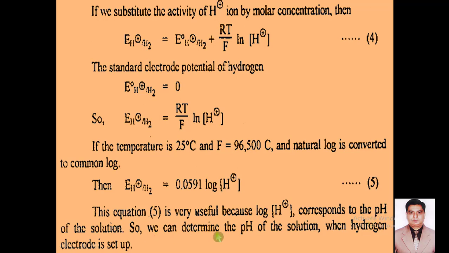So we can determine the pH of solution when hydrogen electrode is set up. So by just writing here pH, we can find out the electrode potential.